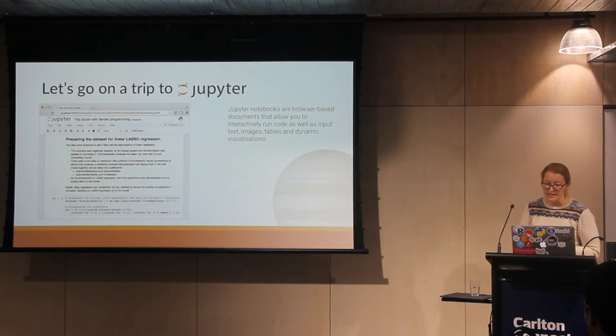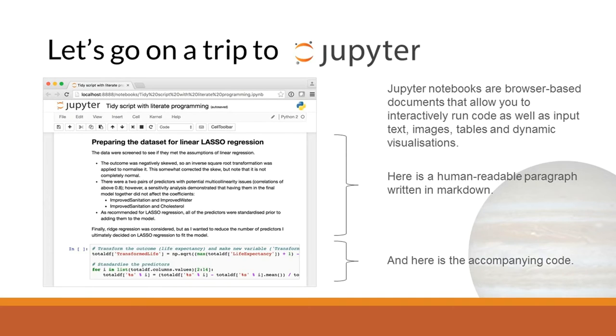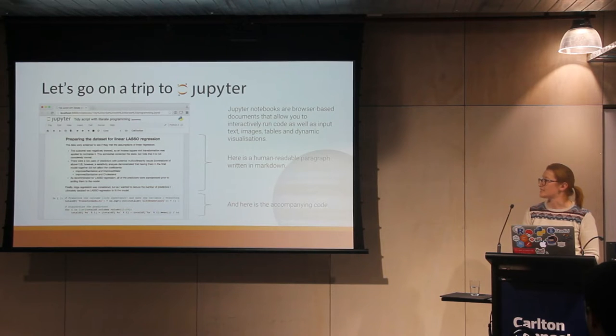So you can see here an excerpt of a Jupyter notebook that I created for the life expectancy analysis. At the top, there's a chunk of text explaining how I prepared this data set for modeling, and it uses Markdown, which means you can add elements like titles and bullet points like I've done here, and it makes it much easier to read. And then at the bottom is the chunk of code that goes with that part of the analysis. So it's really neat and very easy to consume.